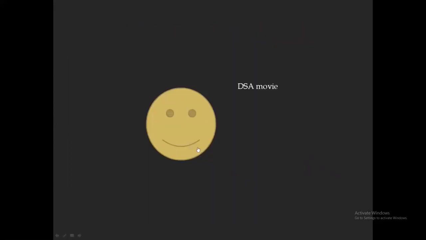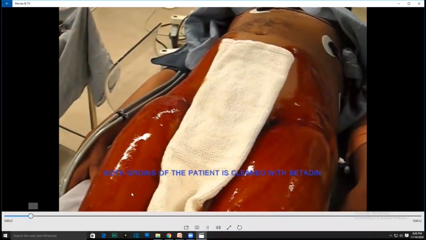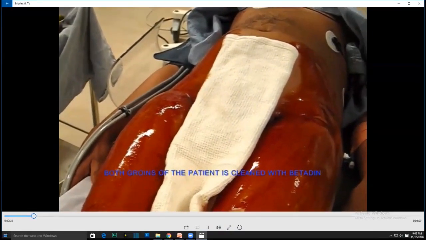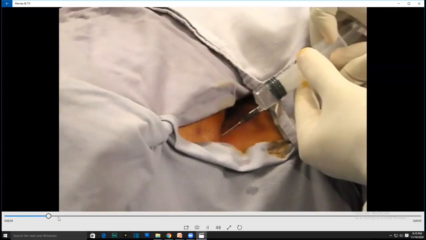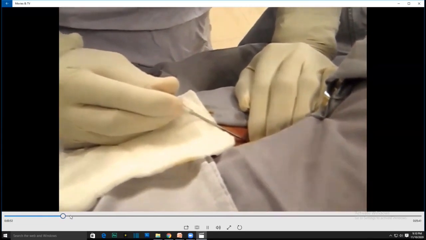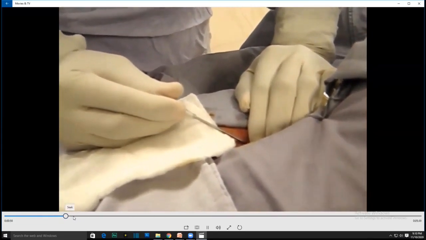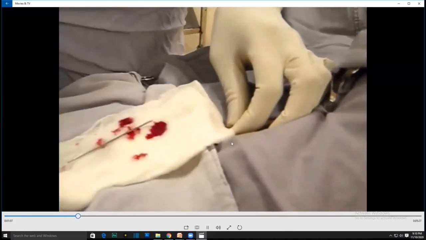And finally, all these things which I told, what are the different steps, we'll conclude in a movie. We take the patient into the lab, prepare the patient, clean with betadine, and all the parts are prepared. Then a local injection is given, local anesthesia. After that, we'll do a percutaneous puncture after feeling the pulse. Here you can see we are doing a double wall puncture.